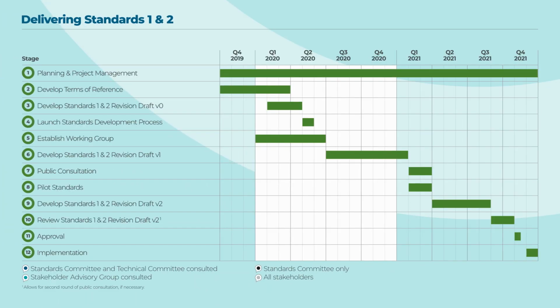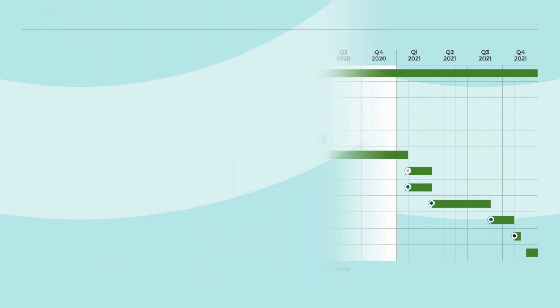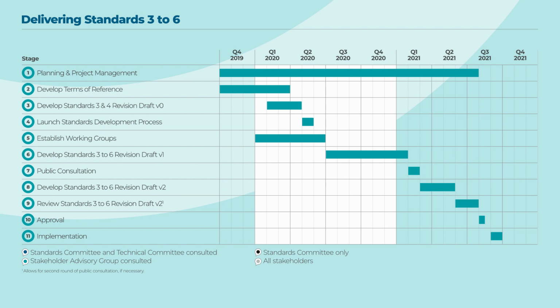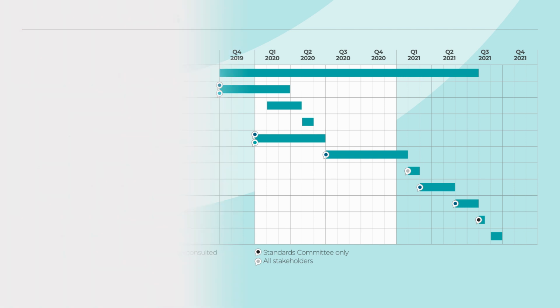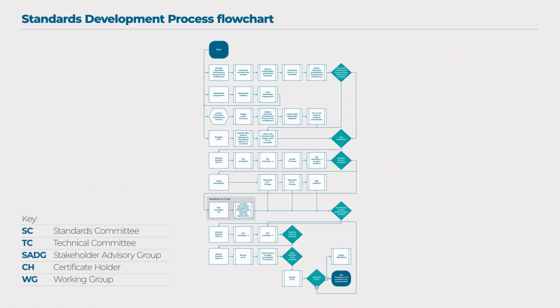Whilst we can't be sure how long the process will take, and we need to take account of the uncertainties resulting from coronavirus, we estimate that the process for Standards 1 and 2, the sustainability standards, may run to the end of 2021. For Standards 3 to 6, covering chain of custody, data collection and communication and accreditation requirements, the process may be a little quicker, with publication towards the end of 2021. More details can be found in the Terms of Reference document, including a process flowchart.